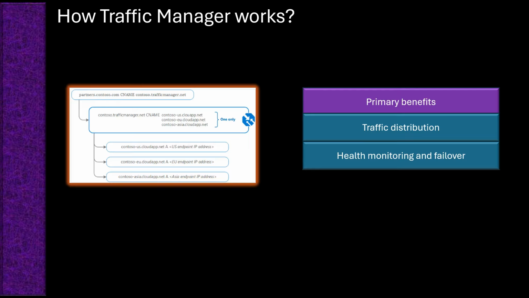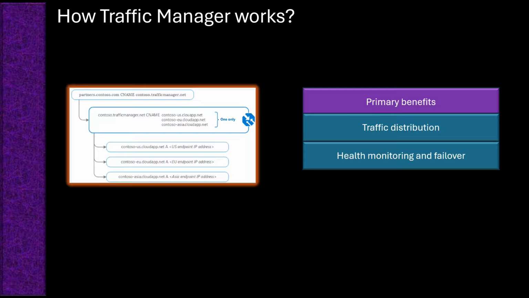Contoso deploys their application in 3 Azure regions with the DNS names contoso-us.cloudapp.net, contoso-eu.cloudapp.net, and contoso-asia.cloudapp.net. They set up a Traffic Manager profile called contoso.trafficmanager.net and configure it with the performance routing method to direct users to the nearest and best performing endpoint.